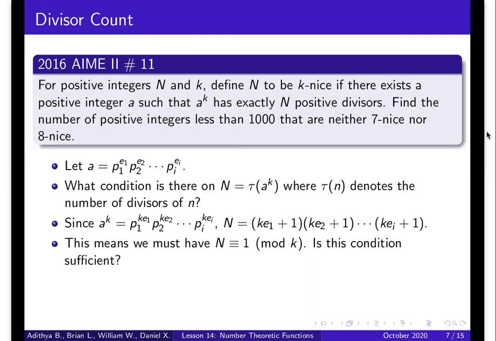So the next question is: is this the only condition we need on n? As in, do all integers n that are 1 mod k satisfy this property? And if so, does anyone know of an example?